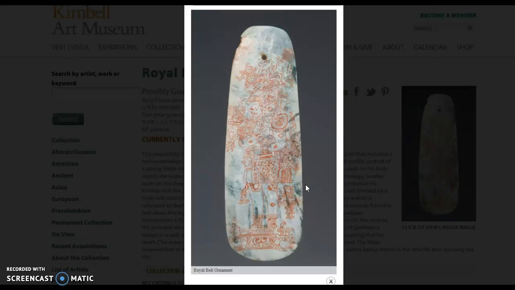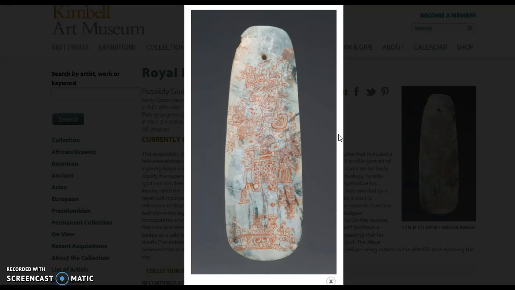So this is the royal belt ornament. It was found in Guatemala and is part of the Mayan culture. It was created in the early classical period, about 450 to 600, and the color is actually pale green, or pale gray and green jade, with red on the stone itself. It stands about 7 centimeters tall.